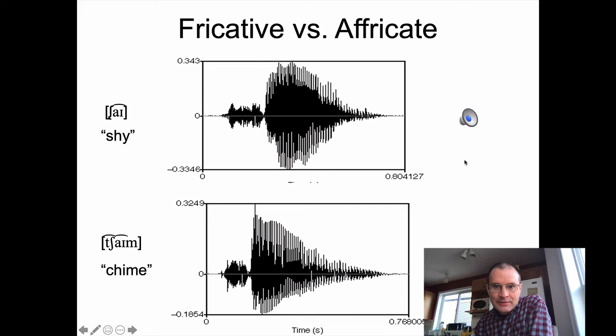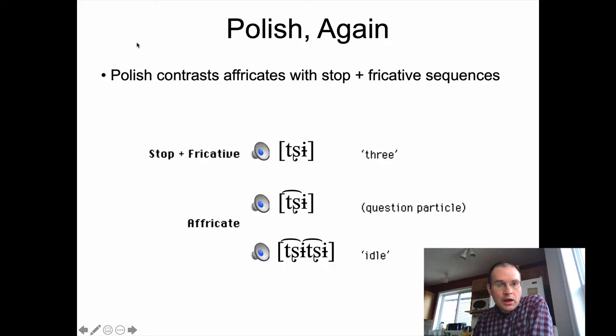Just to show you what the amplitude rise time is about, this is shy, chime, shy, chime. So the ch in chime is supposed to go from the silent part in the t to the peak of the amplitude a little more quickly than the fricative sequence in shy. Shy, chime. And the fricative goes by more quickly if it's part of an affricate than if it's just being itself.